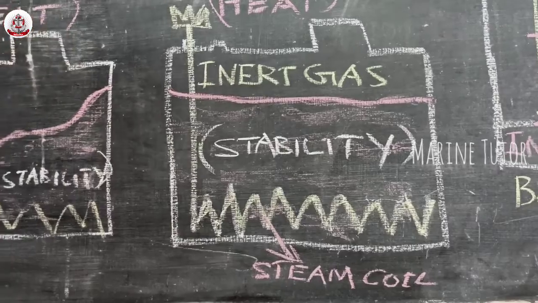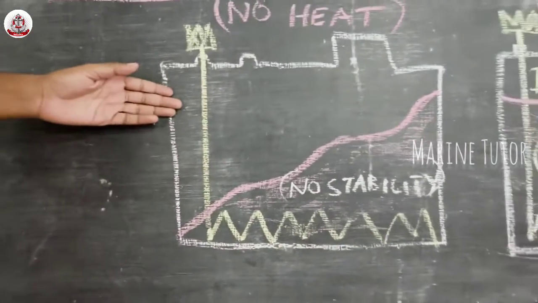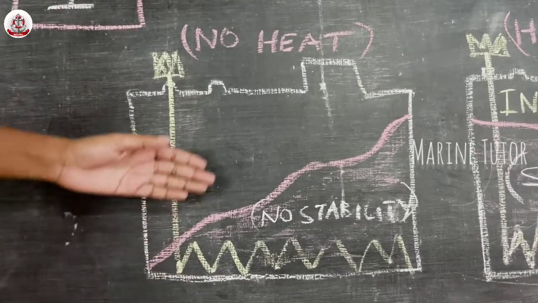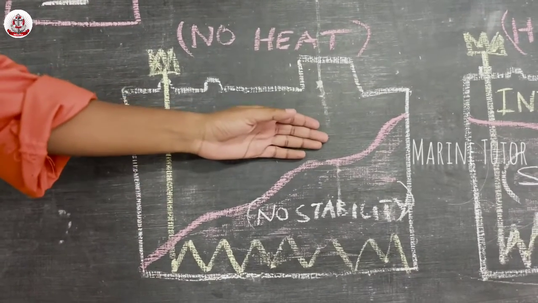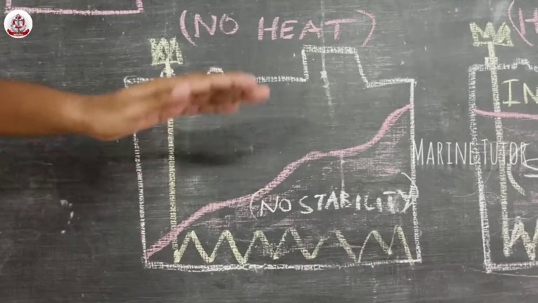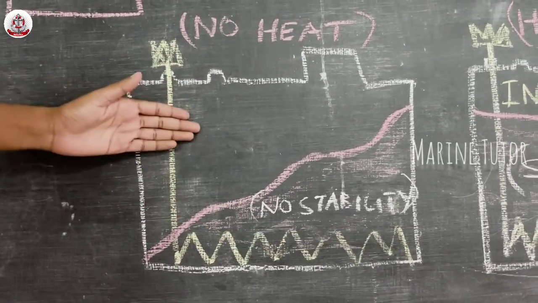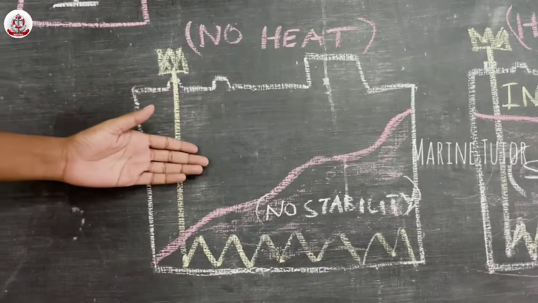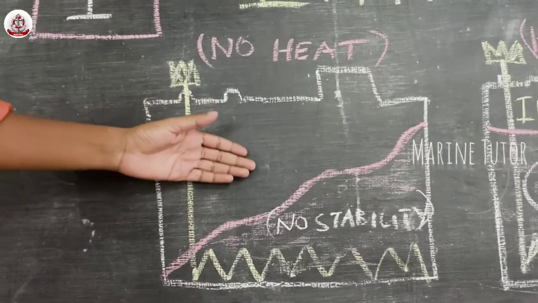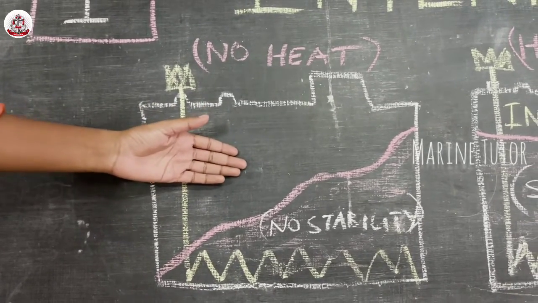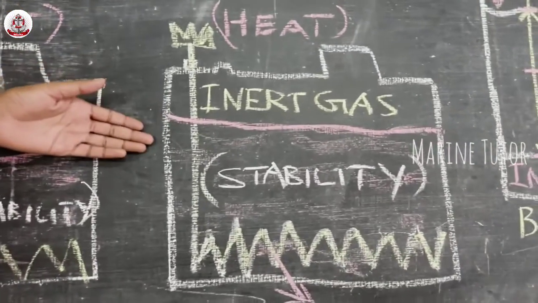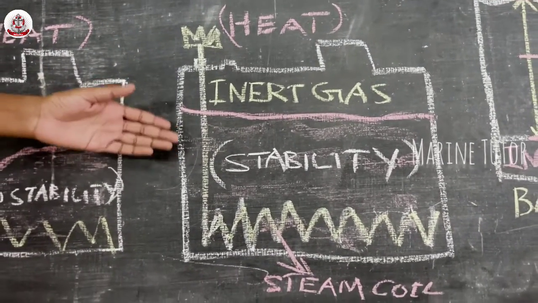But in this diagram, or in the second case, as you can see, if there is no heat in the steam coil, the cargo can shift to one side of the ship, due to which the ship can list and can also trim, and the ship's tank can be damaged and the ship can be broken, and due to which a major accident can happen. So if you want to travel safe, the heat must be present in the steam coil for the stability of the ship and good traveling also.